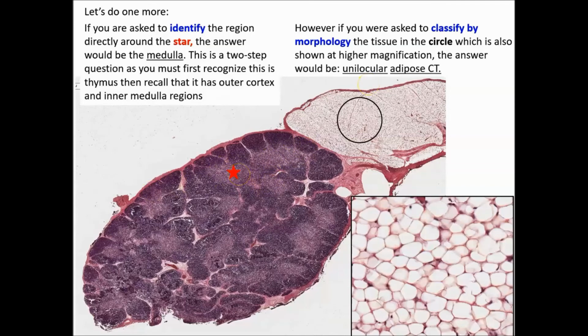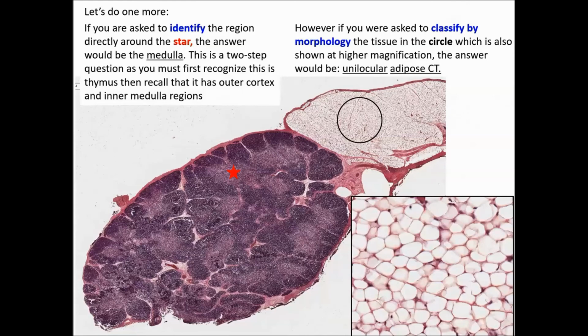However, if you were asked to classify by morphology the tissue in the circle here, which is in a completely different area from the first question, the answer would be unilocular adipose connective tissue. In order to get to that answer, you really would need to see a higher magnification. That's why this is shown here. And just telling me that this is adipose would not get you full credit. Probably wouldn't get you any credit because we can't really give partial credit anymore on the automated exams. So you would have to be as specific as possible and say unilocular adipose connective tissue.